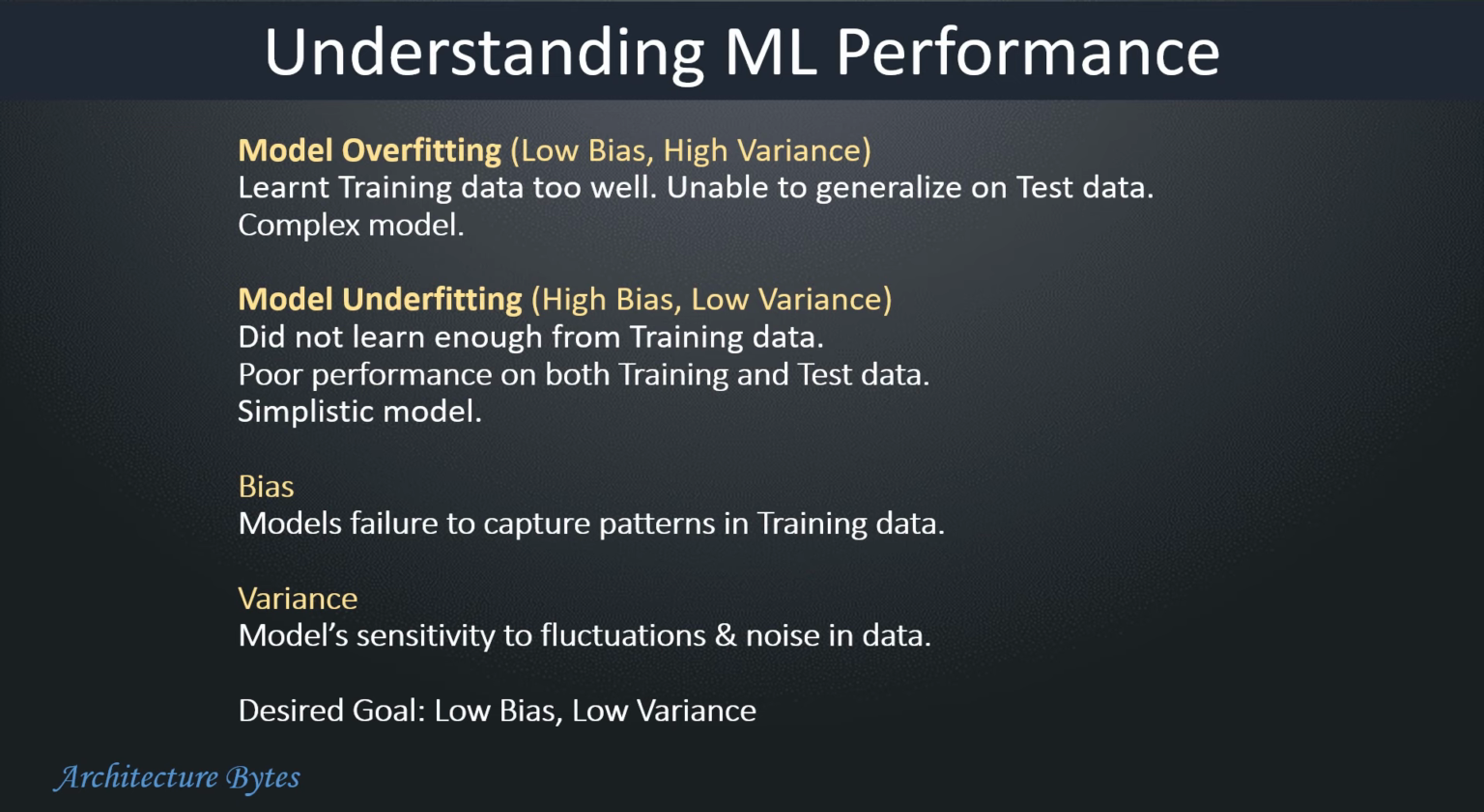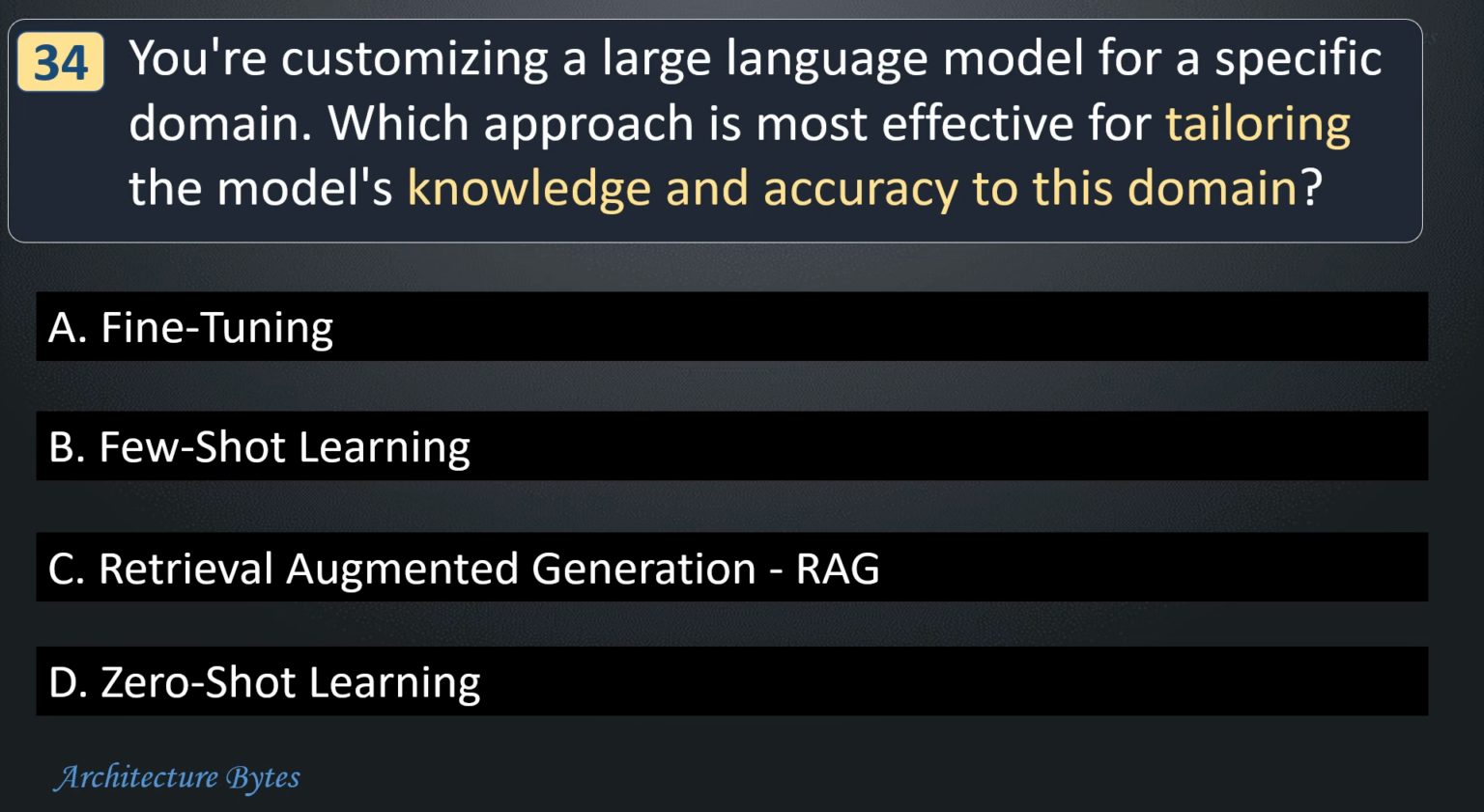You are customizing a large language model for a specific domain. Which approach is most effective for tailoring the model's knowledge and accuracy to this domain? Option A, fine-tuning. B, few-shot learning. C, retrieval augmented generation or RAG. D, zero-shot learning.